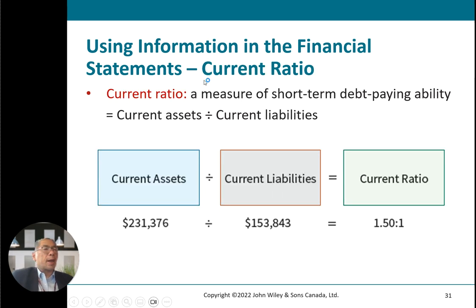Let's move on to the next slide. The current ratio is a measure of short-term debt-paying ability. It is current assets divided by current liabilities. That's the structure of the equation. So CA divided by CL equals the current ratio. In this company it is 1.5.